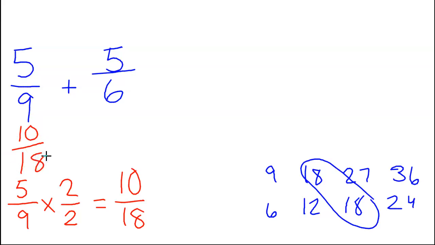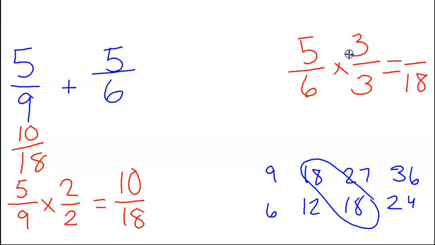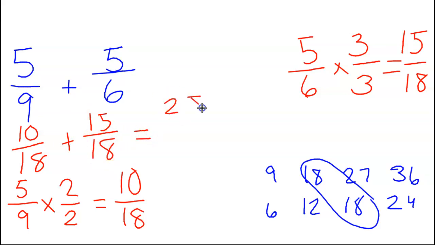Let's repeat that with 5/6. 6 times what is going to give me 18? Well, I know that's going to be 3. So 5/6 is the same as 15/18. All right, so I'll go ahead and add them up. 10/18 plus 15/18, well 10 plus 15 is 25. My unit is 18ths. That means I'm going to have 1 and 7/18. So I can pull out the whole 18/18 and I have 7 left over.